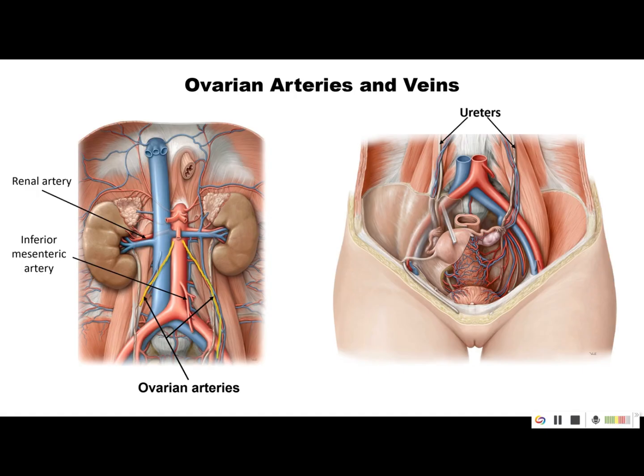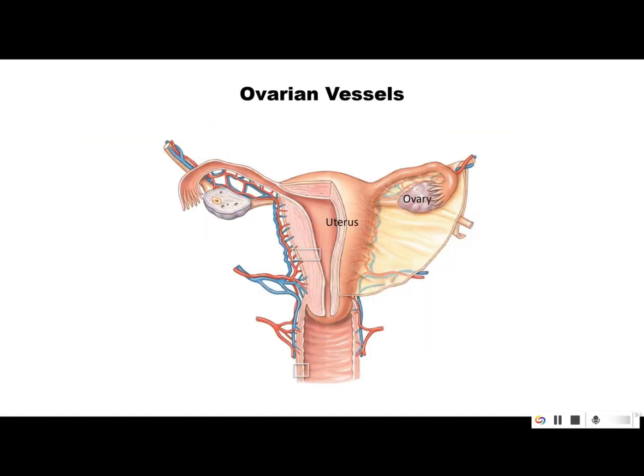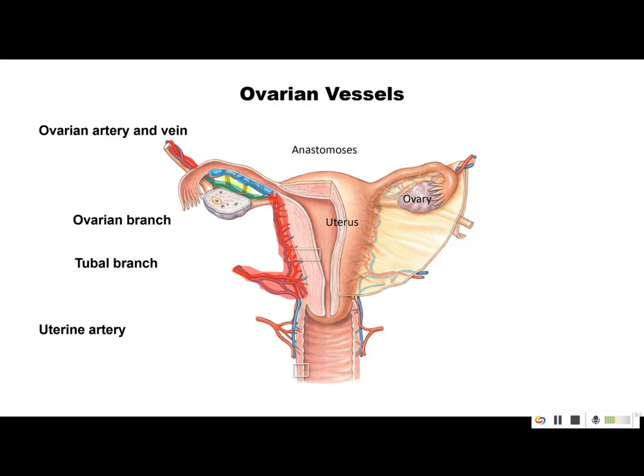As the ovarian artery enters the lesser pelvis, it crosses the bifurcation of the common iliac vessel into the external and the internal iliac vessels. The ovarian artery then runs medially, dividing into an ovarian branch and a tubal branch, which supply the ovary and the fallopian tube respectively. These branches anastomose with the corresponding branches of the uterine artery.